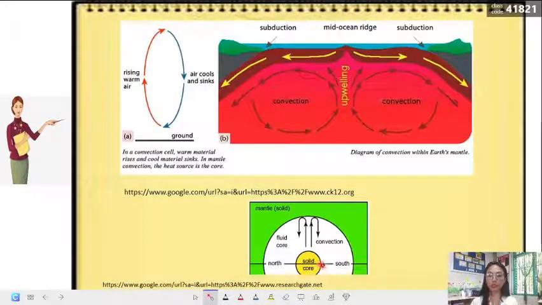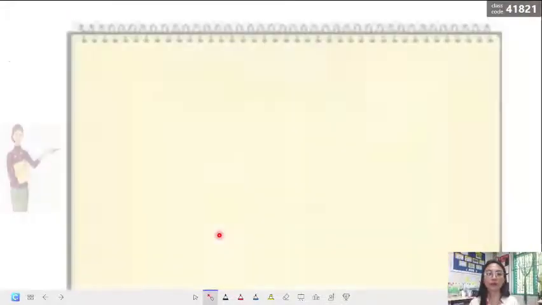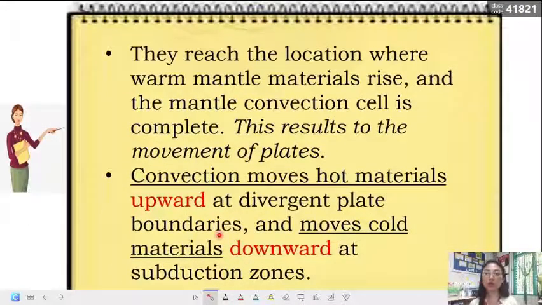This is a simpler illustration. Okay, up and then down. I hope you do picture it out and understand. So they reach the location where warm mantle materials rise and the mantle convection cell is complete. This results in the movement of plates. That is also the reason we know about the movement of plates, if you could still remember from your Science 10. So, convection moves hot materials upward at divergent plate boundaries and moves cold materials downward at subduction zones.